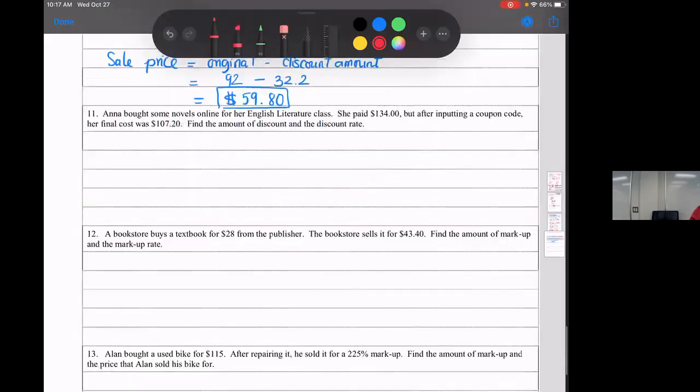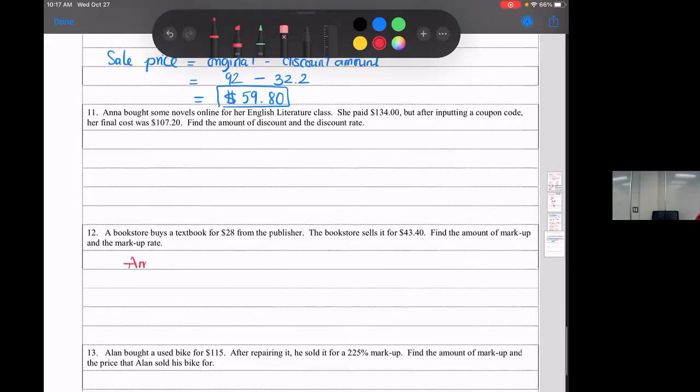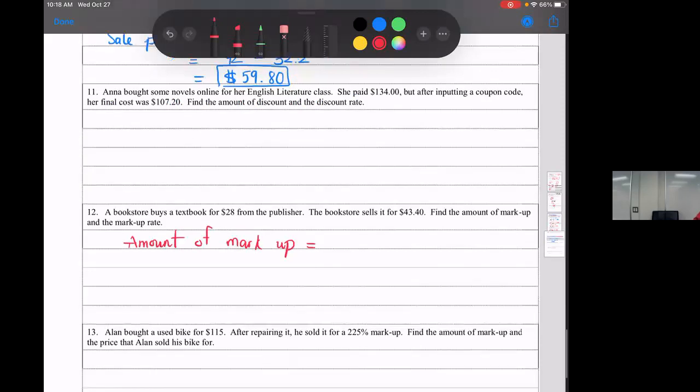A bookstore buys a textbook for $28 from the publisher. The bookstore sells it for $43.40. Find the amount of markup and the markup rate. What's the amount of markup? How much they raised the price? You take the new price, $43.40, and subtract the original, which is how much they paid. 43.4 minus 28 is 15.4.